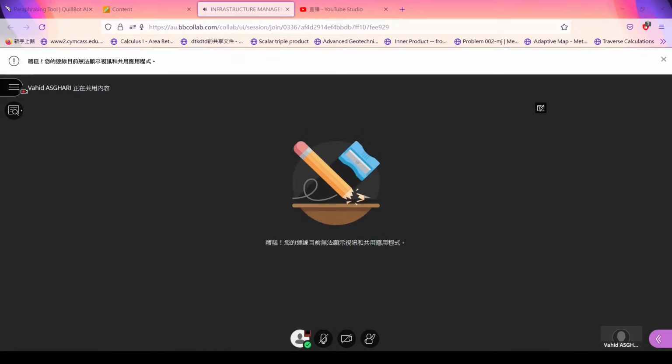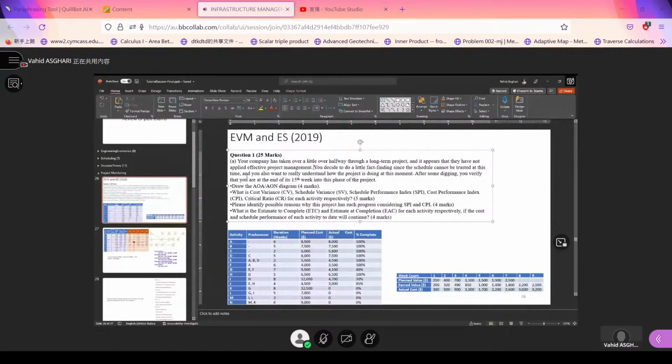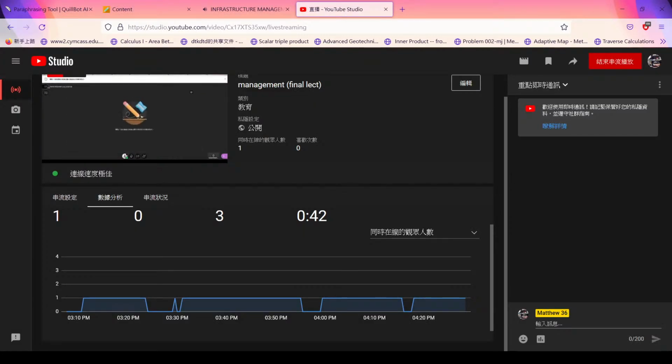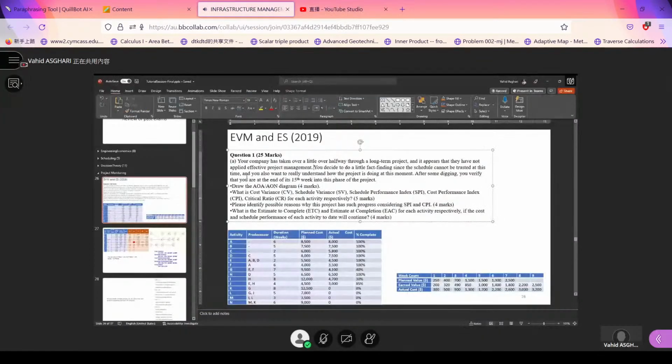At this moment, after some digging, you verify that you are at the end of the 15th week of this phase. Draw activity on network, activity on arrows. What is the cost variance, schedule variance, schedule performance index, cost performance index, critical ratio for each activity separately?